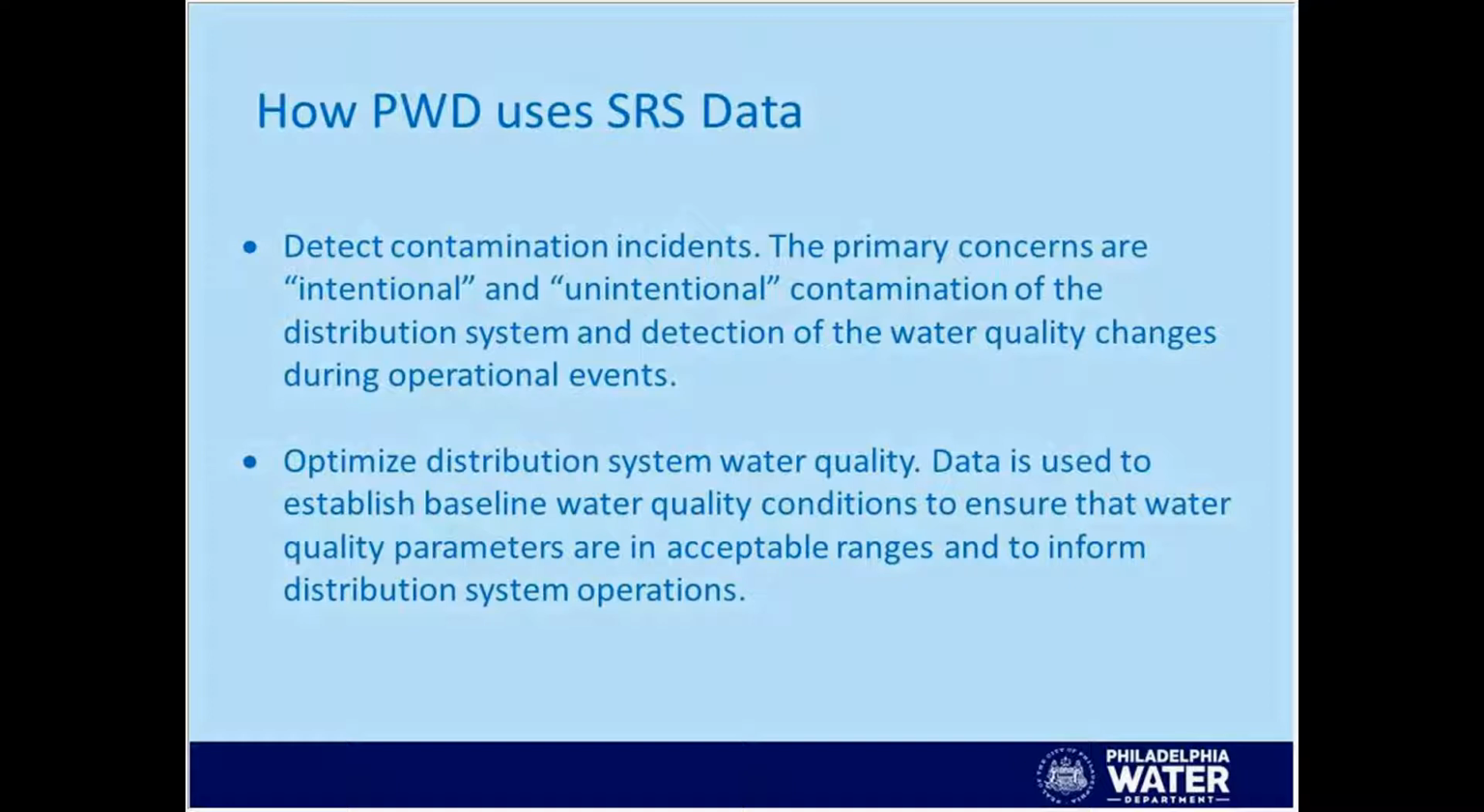Also, it could take years to establish baseline water quality conditions because Philadelphia, where we're geographically situated, we have seasonal variations. So we go through all 4 seasons. So as the water temperature changes, operations change, our baseline is constantly changing. So it takes a while to really establish that baseline water quality.